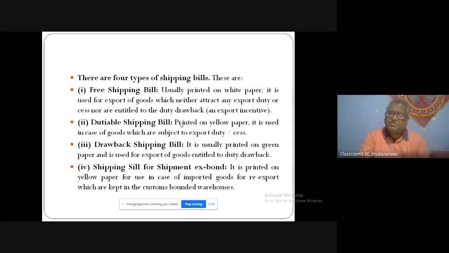And the shipping ex-bond is also like a yellow paper. It relates to the bonded warehouse where the particular goods are to be kept. My point here is that the shipping company may issue a shipping advice or shipping order depending upon the requirement of the exporter, and such documents are required in different colors: white paper, yellow paper, green paper. That is the way through which shipping documents are prepared.